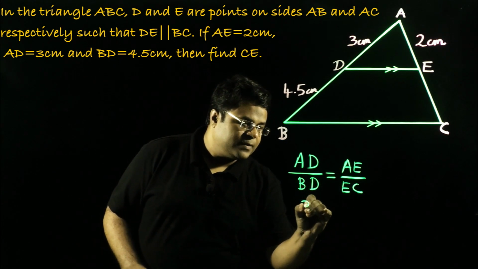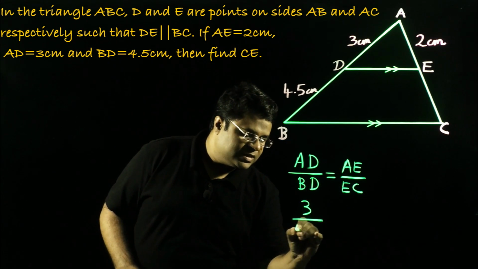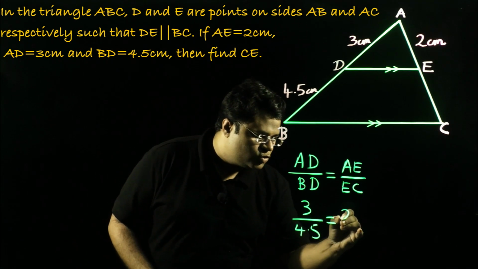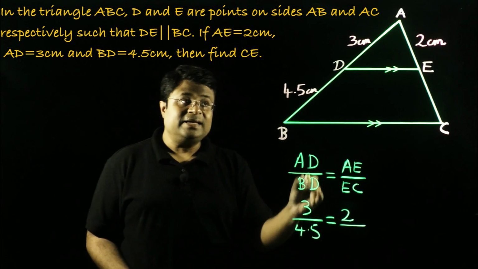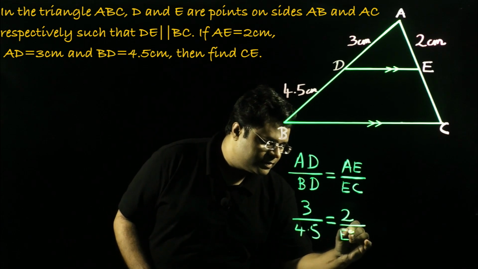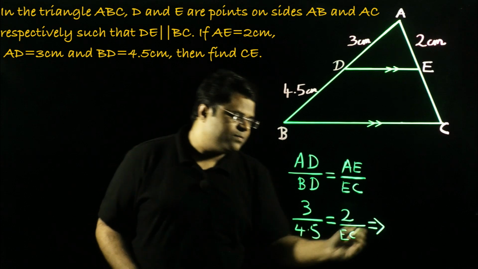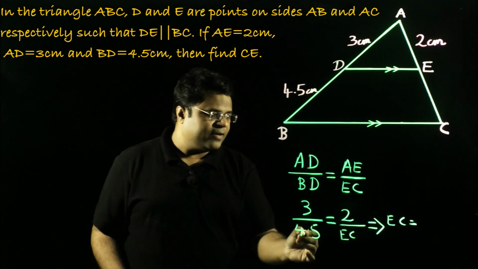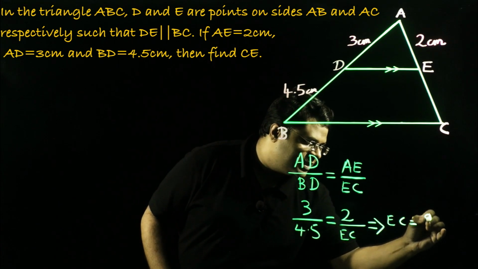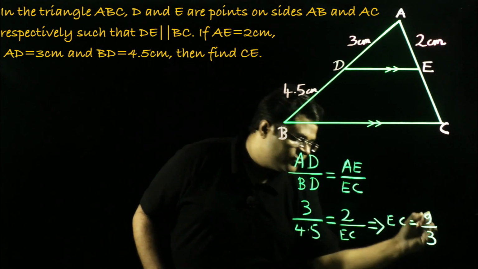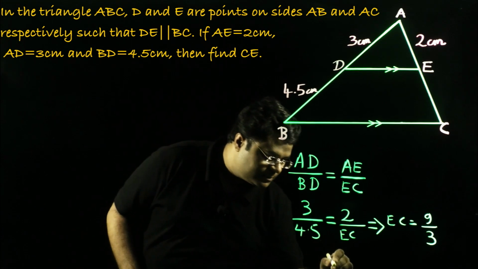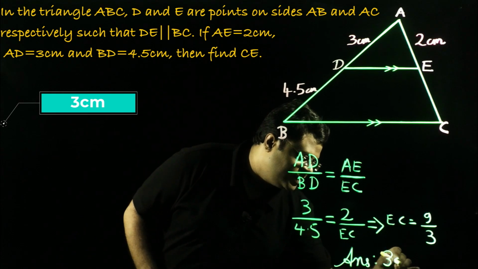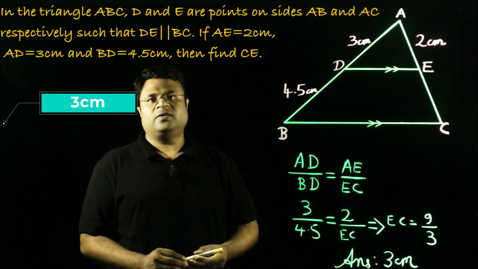AD is 3, BD is 4.5, AE is 2, and EC we wish to find. So this will simply imply you take EC, just multiply 4.5 and 2, that is 9, by 3. So what's your answer? Come on. Answer is 3 centimeter. Okay.